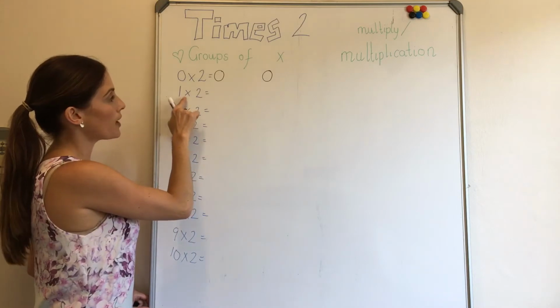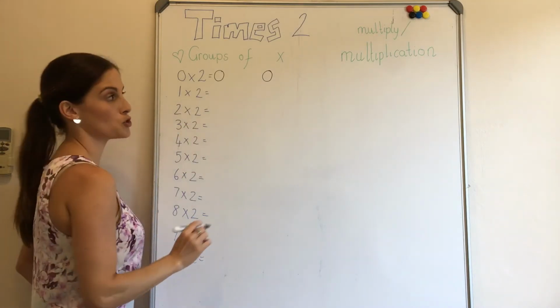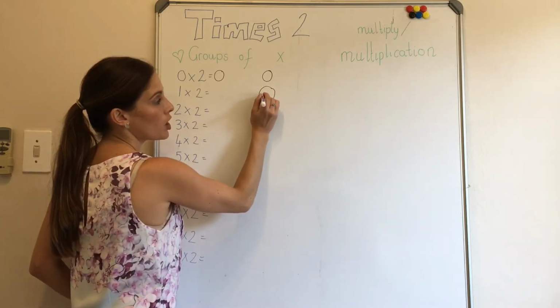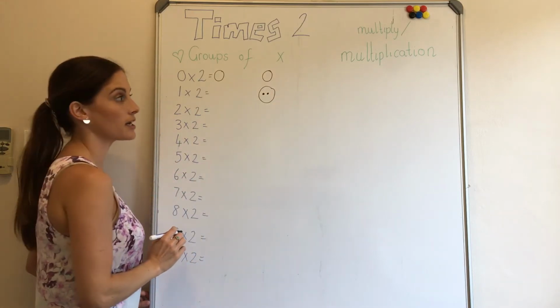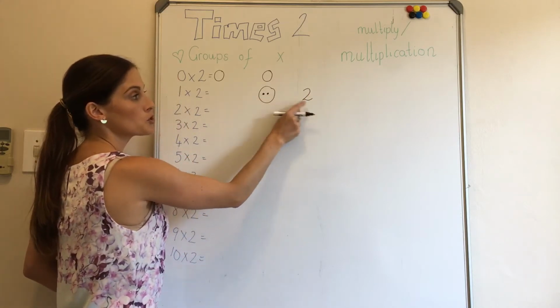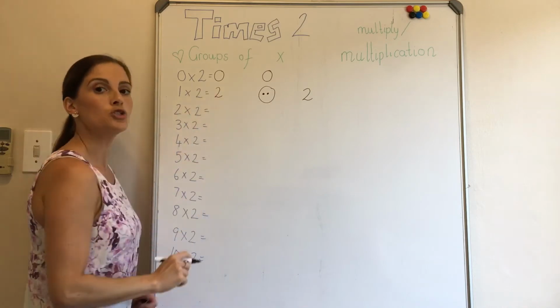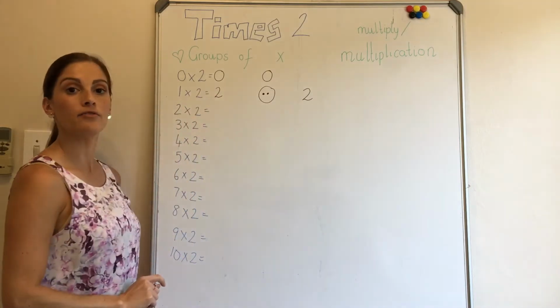We're going to do 1 times 2. That means 1 group of 2. So we'll just say 1 group with 2 little sweets in, okay? And that is 2. So 1 times 2 is 2. To double check yourself, you can count in twos until you have 1 finger.